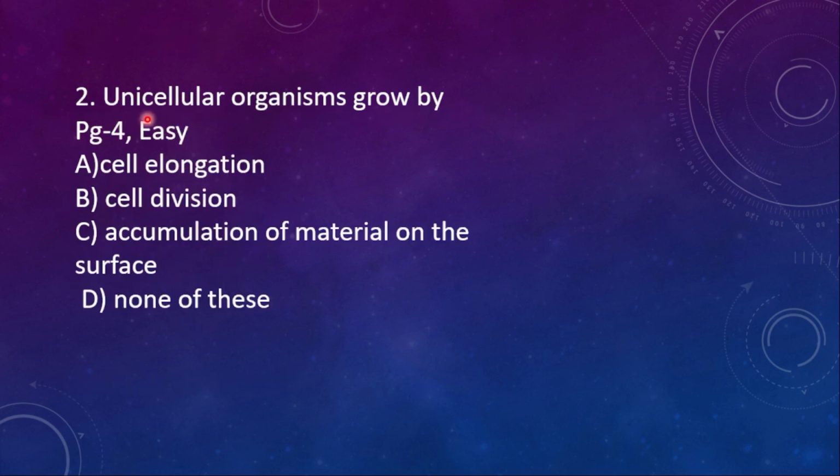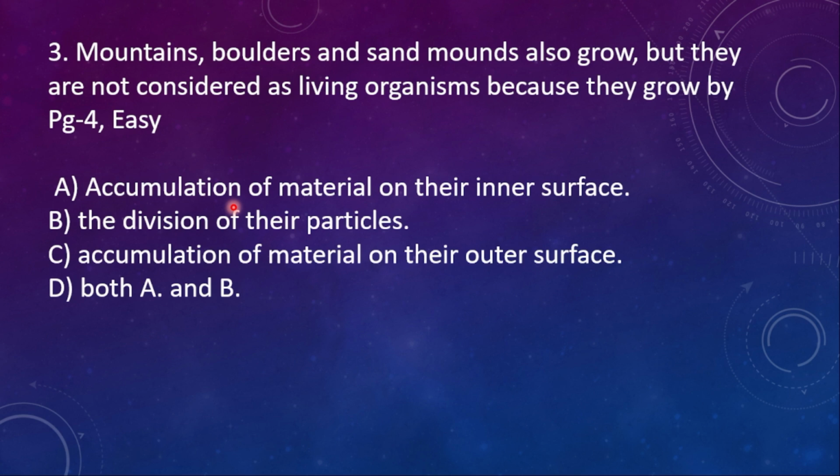Question number 2. Unicellular organisms grow by cell elongation, cell division, accumulation of materials on the surface, or none of these. When we talk about unicellular organisms, they grow by cell division. So the answer is cell division.